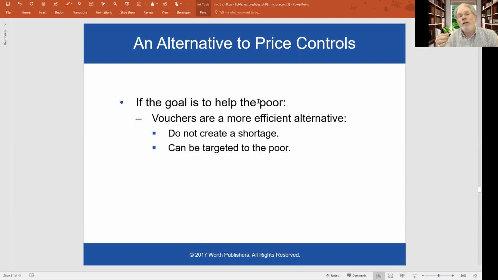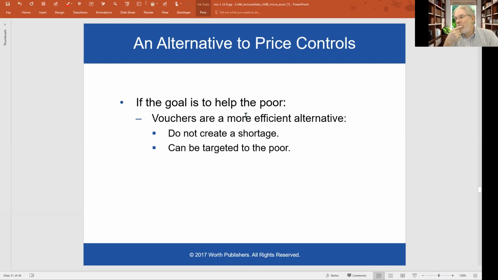But then we can also use economics to figure out what would be an alternative way to achieve the same goal. If we decide that we want to try to help low-income people who are renting, there is an alternative to price controls. Okay? We can use some type of voucher, which is a more efficient alternative. A voucher, think of it as a piece of paper that entitles you to money if you spend it for a certain thing.